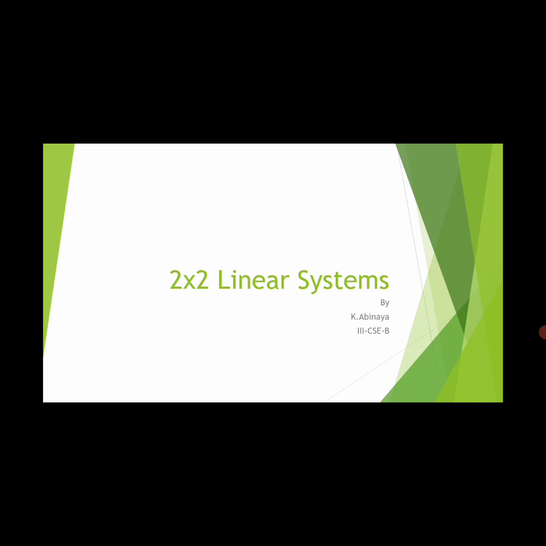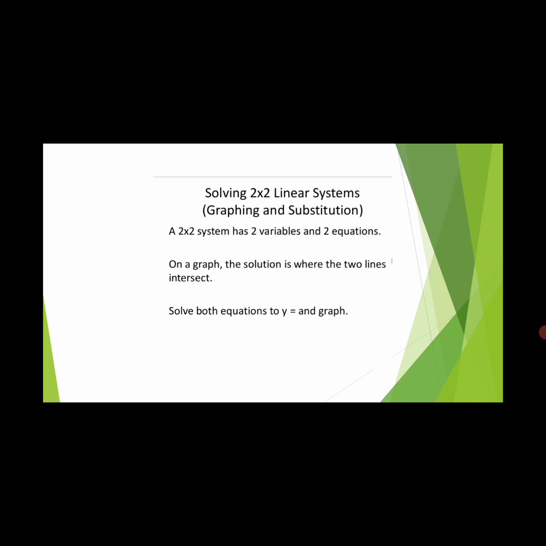Now we are going to the topic. The topic name is 2 cross 2 linear system. A 2 cross 2 linear system is nothing but it has two variables, like A or B and X or Y, the two variables alone, and it has two equations. The linear system is solved in two methods. The first method is the graphing method and the second is the substitution method. The substitution method is easy compared to the graphing method. Now we are going to see the graphing method.